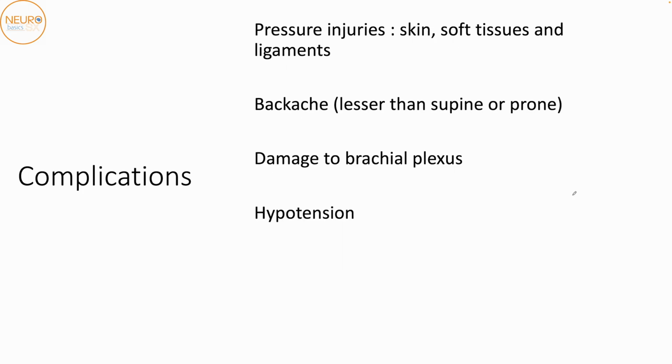There can be a few complications that arise because of lateral positioning. Pressure injuries can happen on the dependent areas involving the skin, the soft tissues and the ligaments. Backaches can happen, but they're still lesser than the supine or the prone position. Damage to the brachial plexus, either contralateral or ipsilateral, can happen. And hypotension, as we have discussed previously.